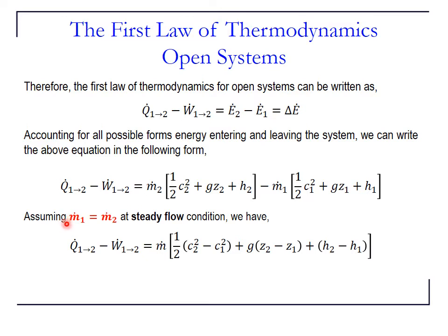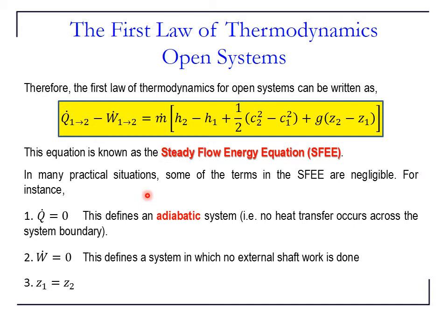If we assume that m1 dot is equal to m2 dot, so these two mass flow rates are exactly the same at the steady flow condition, then we can just use m dot for that. Then we can rearrange everything so that we get a final equation like that. This is the final equation, in yellow background. I think this is the most important equation to describe the first law of thermodynamics for an open system.